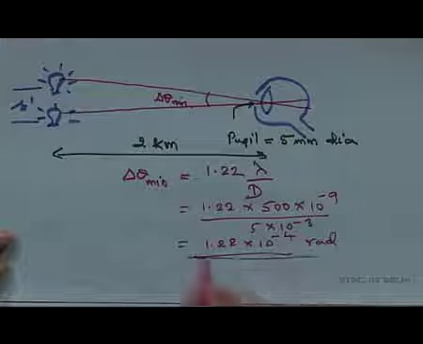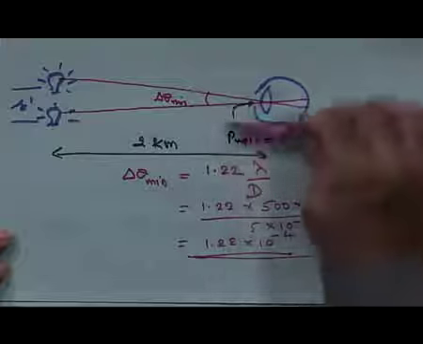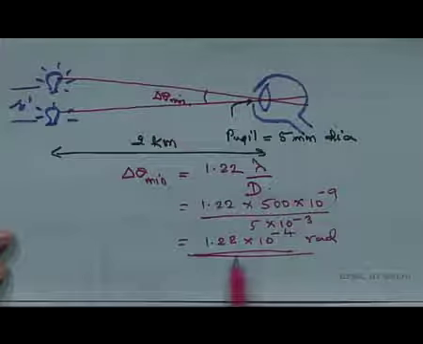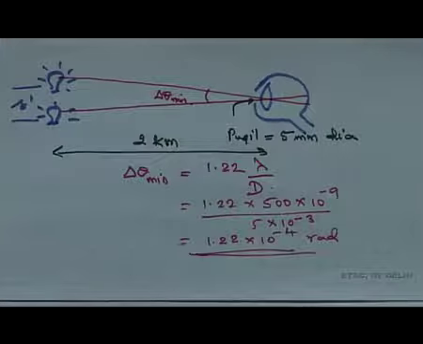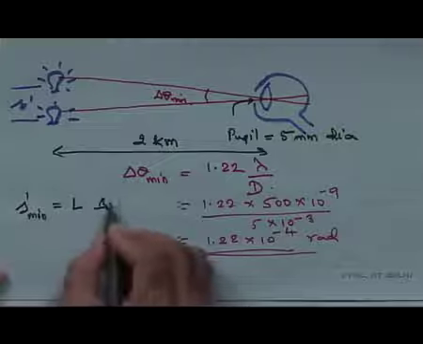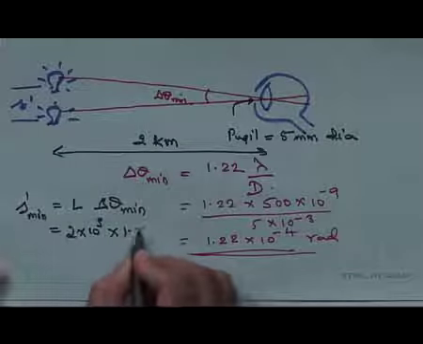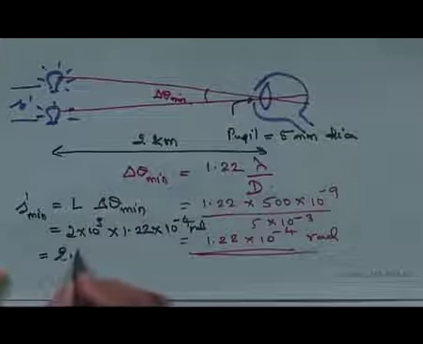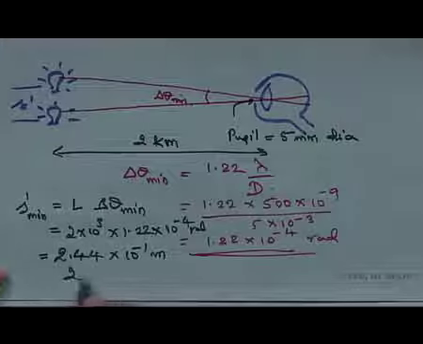In the earlier example, we got 1.22 into 10 power minus 5 radians, because we were looking through a lens of diameter 5 centimeter. Now, the pupil which acts as the aperture here is only 5 millimeter wide. So, that is why this delta theta minimum has increased by a factor of 10, and therefore S dash minimum is equal to L into delta theta minimum, which is equal to 2 kilometer, 2 into 10 power 3 meters, into 1.22 into 10 power minus 4 radians, which is equal to 2.44 into 10 power minus 1 meter, which is 24.4 centimeters.